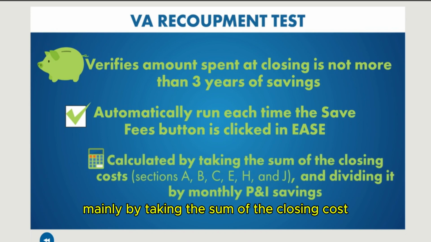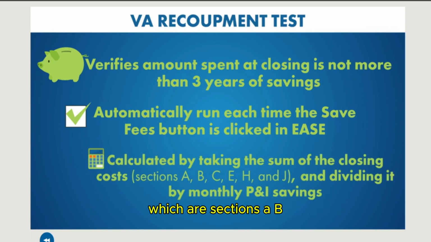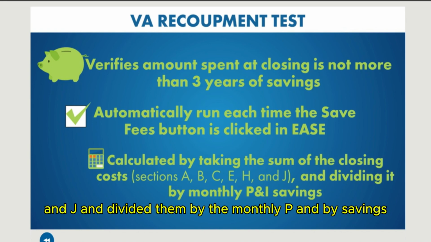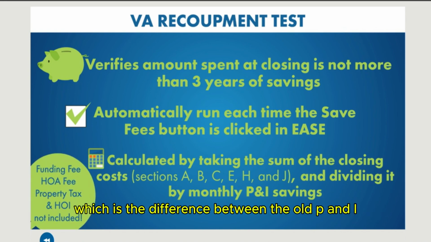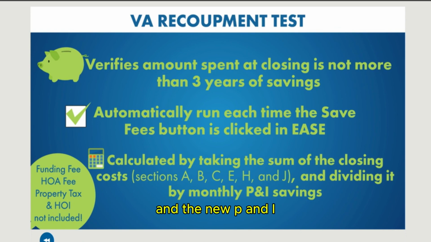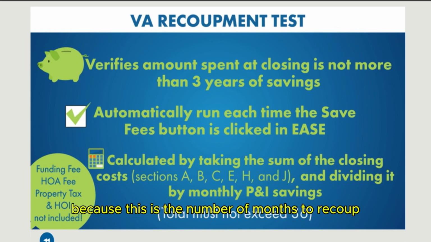It can also be calculated manually by taking the sum of the closing costs, which are sections A, B, C, E, H, and J, and dividing them by the monthly P&I savings, which is the difference between the old P&I and the new P&I. In order for the recoupment test to pass, the total must not exceed 36 because this is the number of months to recoup.